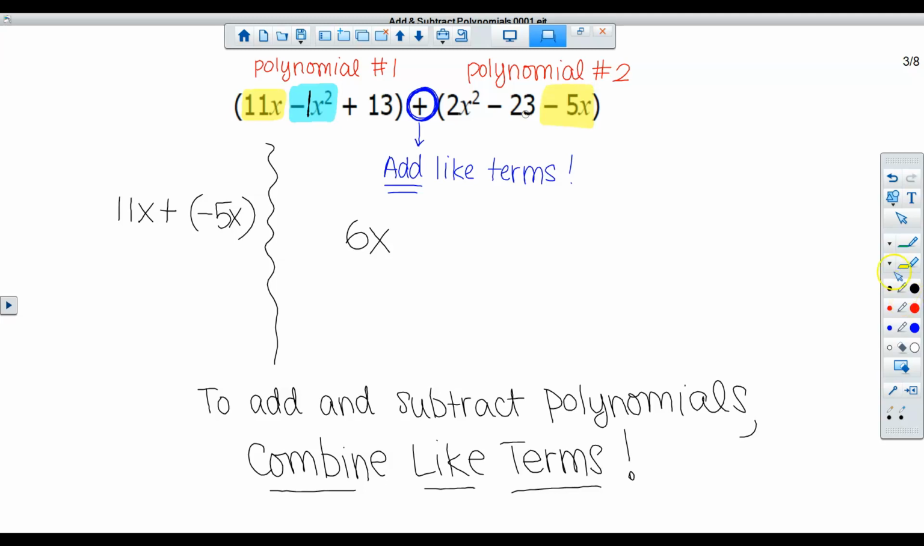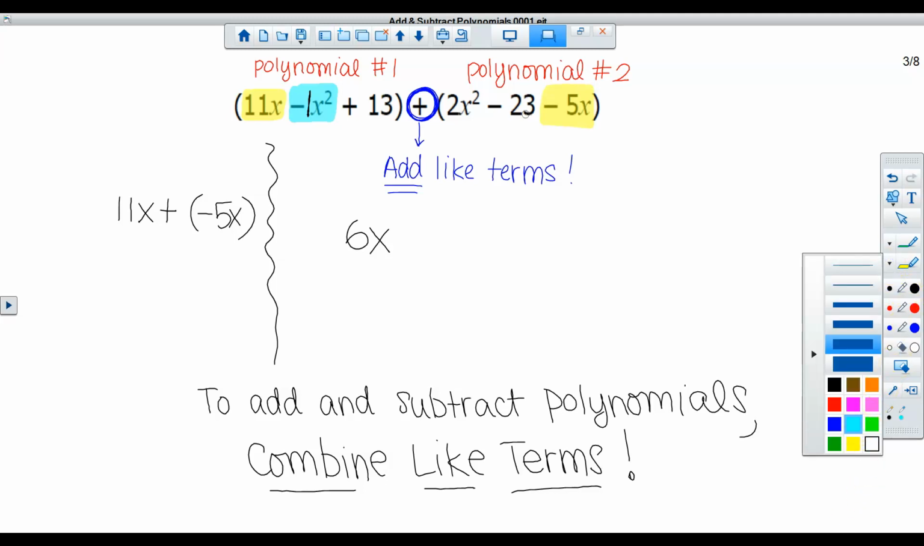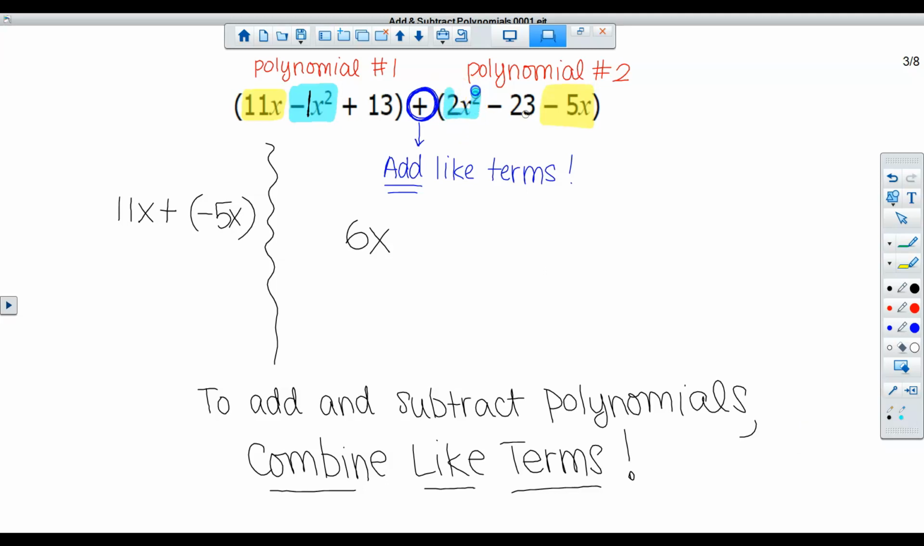Now I need to look in polynomial number 2 to see if anybody is like him. So it needs to end with x squared. So I see a like term for him right here because this ends with x squared. So 2x squared is the like term. So I've highlighted those in blue to show that those are like terms, and I'm going to combine those. And because this is an addition problem, I'm going to add these like terms together. So I am about to do negative 1x squared plus 2x squared.